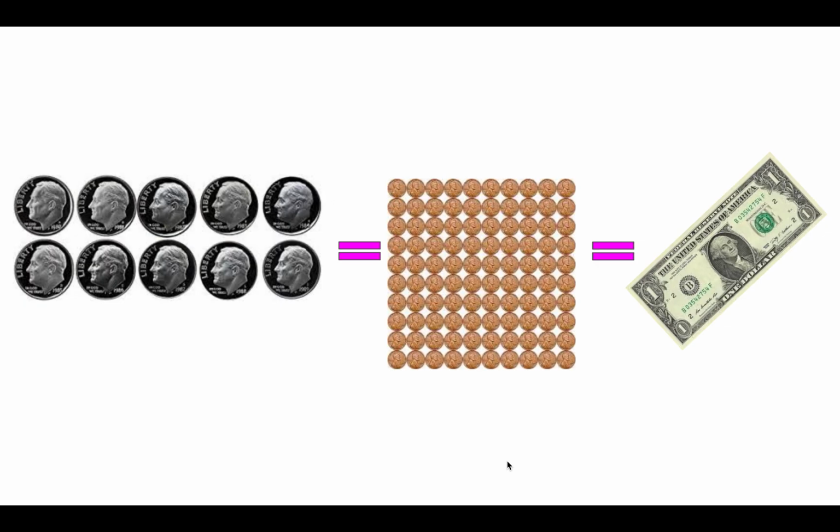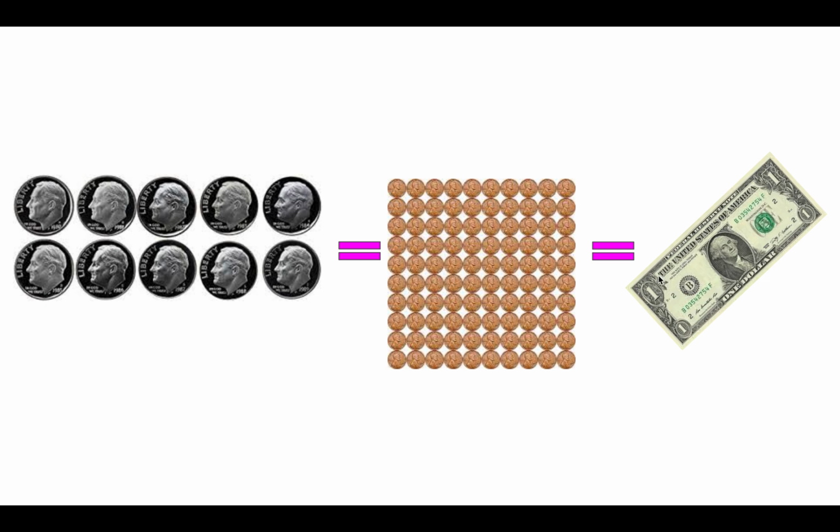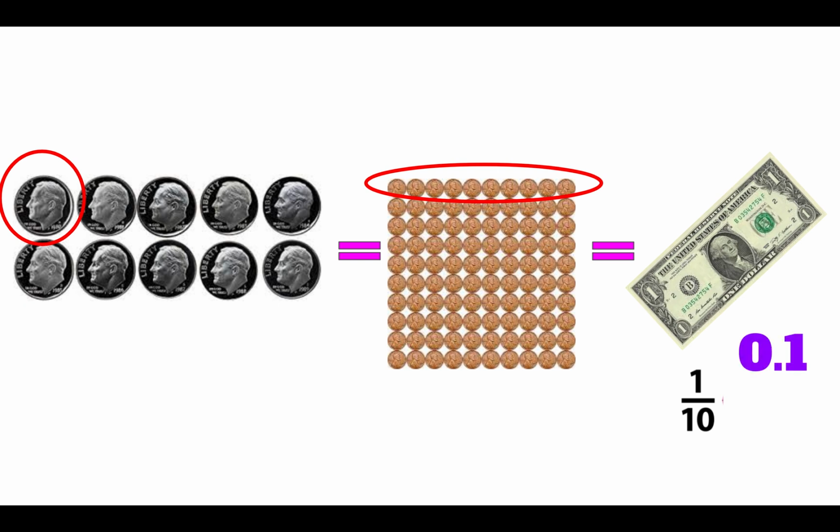We've also been reviewing money. We know that 10 dimes equals 100 pennies, which equals $1 or 100 cents. So we know that a dime or 10 pennies is 1/10 of a dollar because it's one of 10 equal parts.